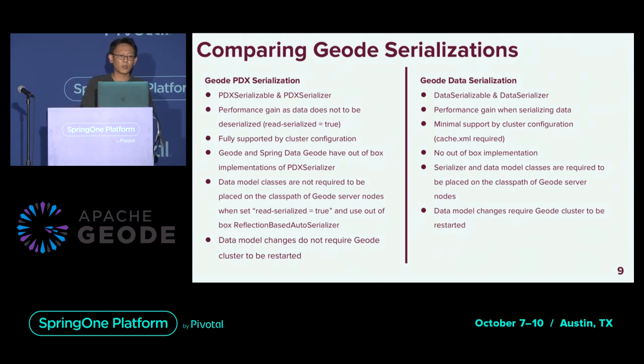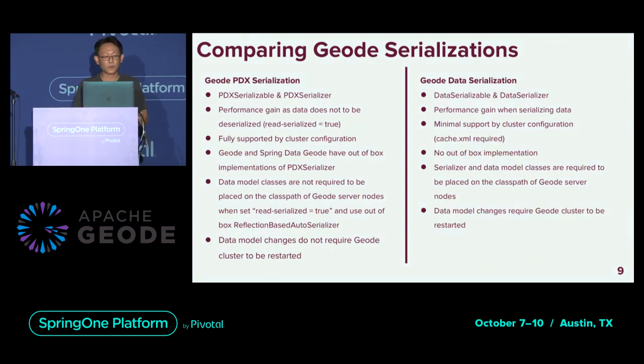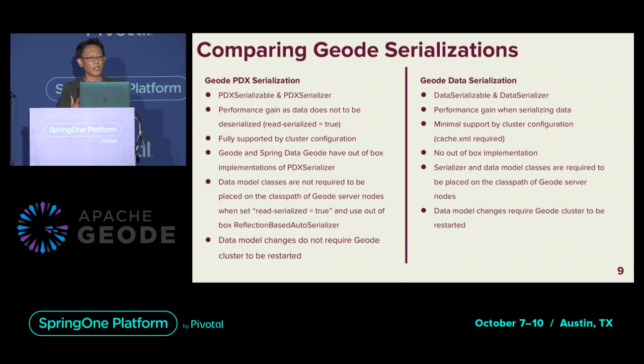So the Geode PDX serialization gives you the best performance on the deserialization aspect. The reason is, if you configure the Geode cluster in a way, say, when I'm reading the data, I want to read the data in serialized format, I'm not going to deserialize every possible attribute of your data model. That gives you the possibility of improving your application performance if you don't have to read every attribute of the domain model, right?